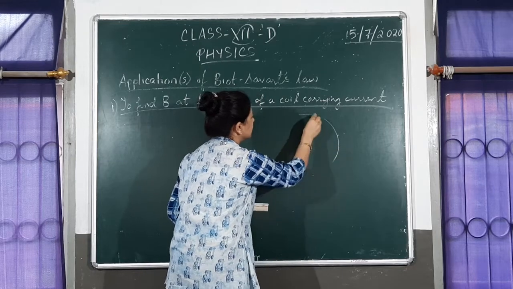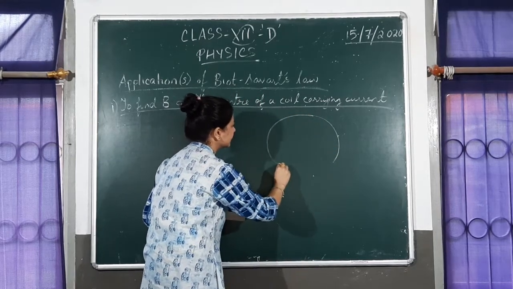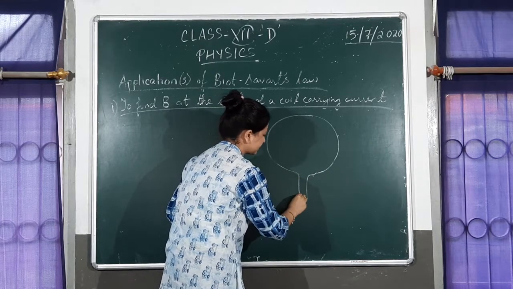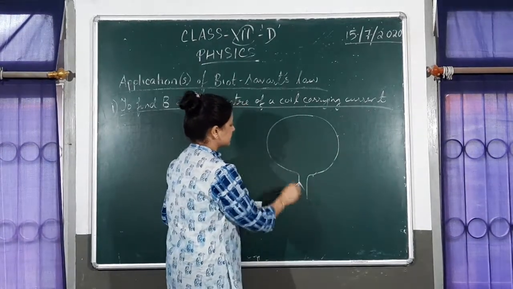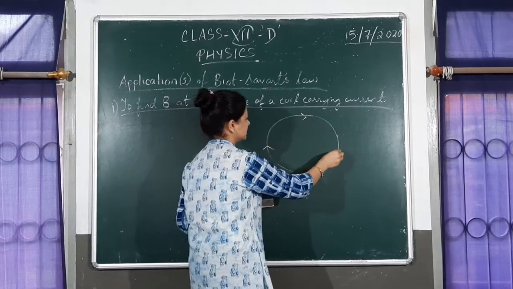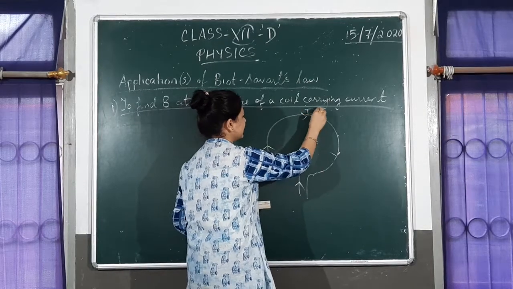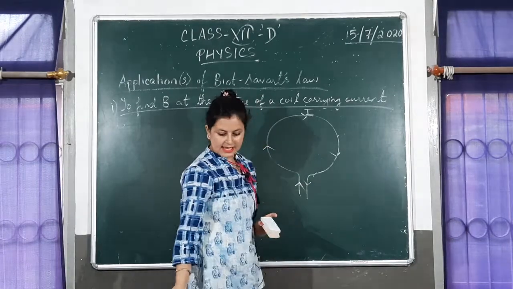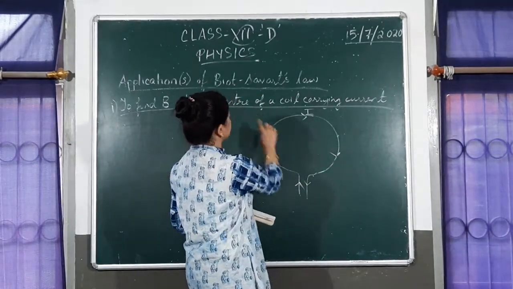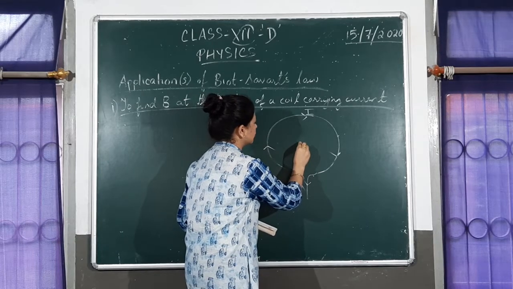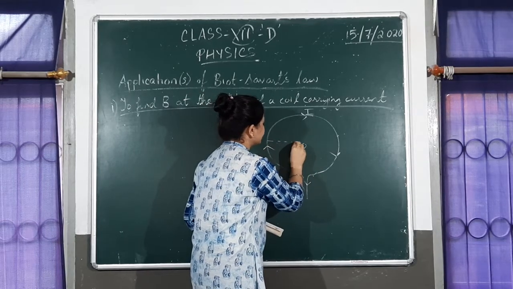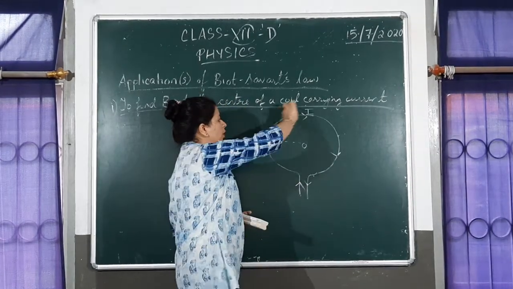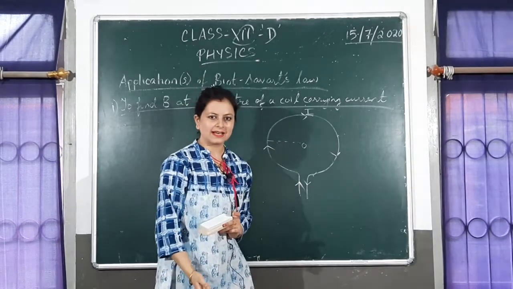You have a circular coil like this, okay. So, if you just connect it to a source of electricity, that is a battery, current will start flowing like this. So, here the current is I, to which the value of B is directly proportional, and we want B at the center of a coil carrying current. So, if the center is O, we need to find out the magnetic field intensity B at the point O because of this coil that is carrying current.